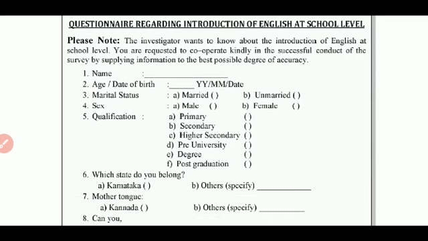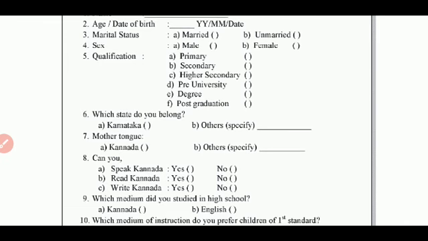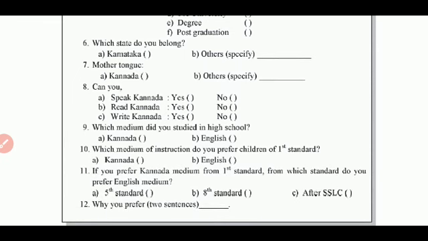Name is there, age, date of birth, where they have specified year, month and date. Marital status, whether you are married or unmarried, then gender, whether male or female, then the qualification: primary, secondary, higher secondary, pre-university, degree, post-graduation. Which state do you belong to? You have to specify that. Mother tongue, you speak Kannada or any other, specify. Then the 8th question, can you speak Kannada? You have to write a tick mark, yes or no. Read Kannada, tick mark. Write Kannada, tick mark.